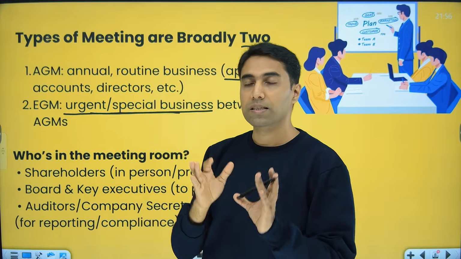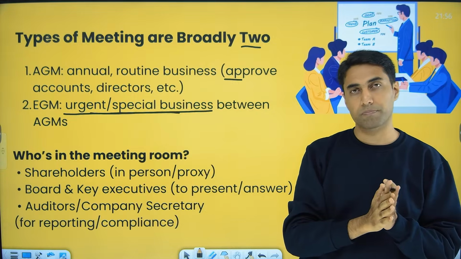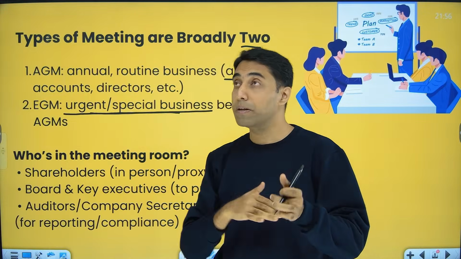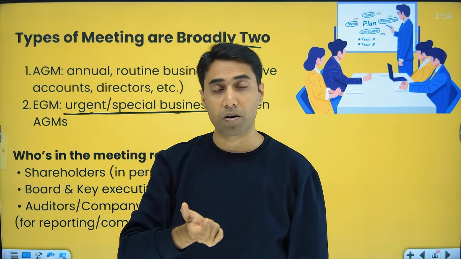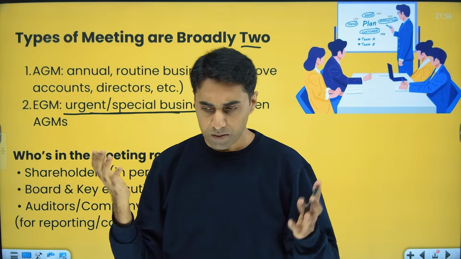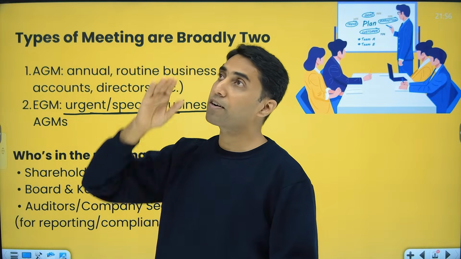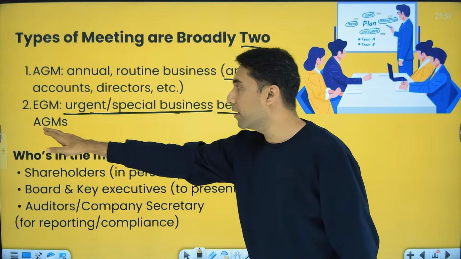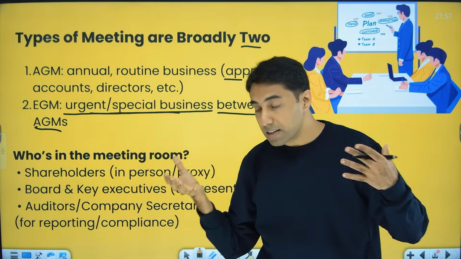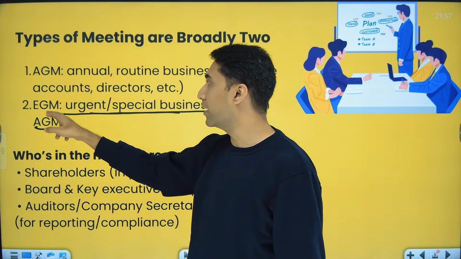So let's imagine September 30th the AGM is done. So when is the next AGM? Maybe next year September. But something happened in January which is very important, like the company wants to declare a dividend and we cannot wait till the annual general meeting, or the company wants to have a merger with another company. We cannot say, oh, we are having AGM in September, till then we don't take a decision. You can't do that. So between two annual general meetings, if there is a need for shareholders to meet, you do an EGM.